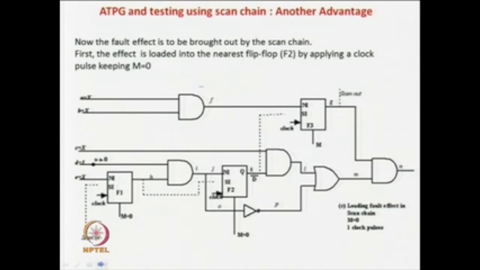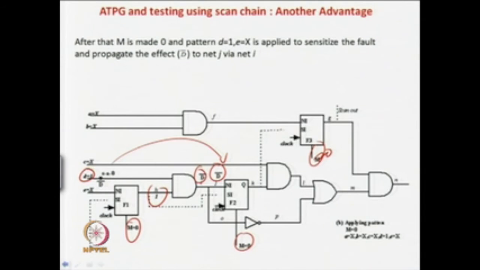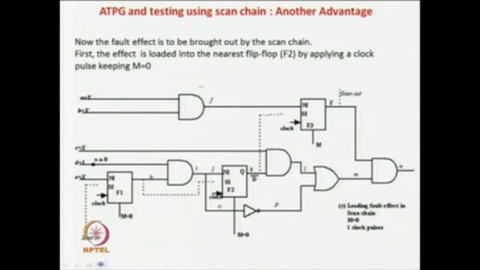In this third step, what we do? This was the case: I got the fault value over here, and this is the pattern I have applied. Now there is one more step you have to take into picture, that is very important. Initially, if you remember, in the last case there were two steps: set and reset the flip flops using scan chain, then get the fault value and propagate it to the primary output. But here there is another step involved.